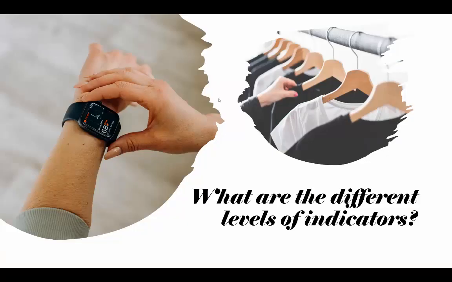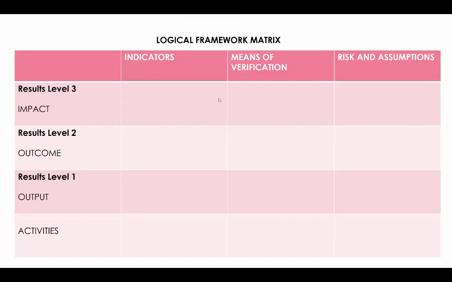So what are the different levels of indicators? Indicators, I must mention, are tied to the results. If you look at your logical framework metrics, you're going to see different levels of results. You've got the output, the outcome, and the impact. All these are different levels of results. By the way, if you're totally new to the LFA matrix, the impact is also known as the goal, and the outcome is also known as the purpose. Now, for each of these different levels of results, you've got levels of indicators.